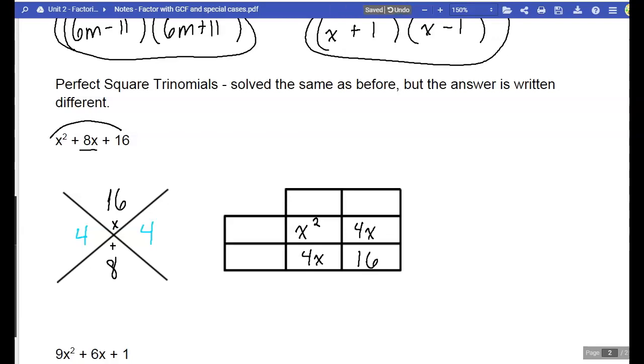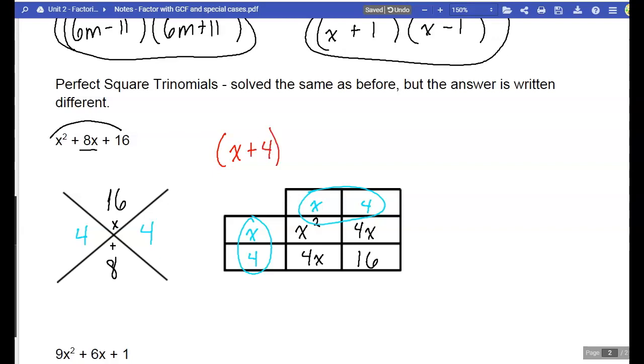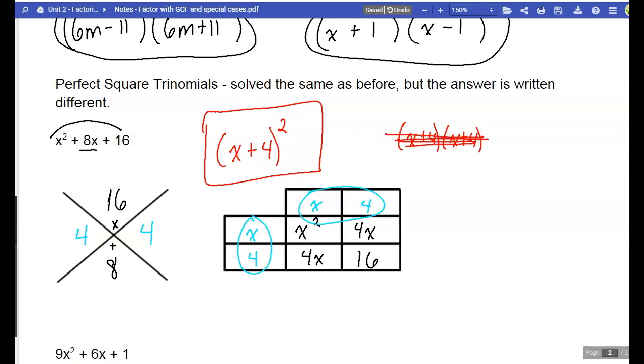And 16. You're then going to take out your terms, or I'm going to just do this one for you. And you get x on this one and 4 on this one. And then you get x on this one and 4 on this one. Notice they are identical. So when that happens, you will actually write your answer x plus 4 squared. You don't write it like this because it takes too long. So we are not going to write it like this.